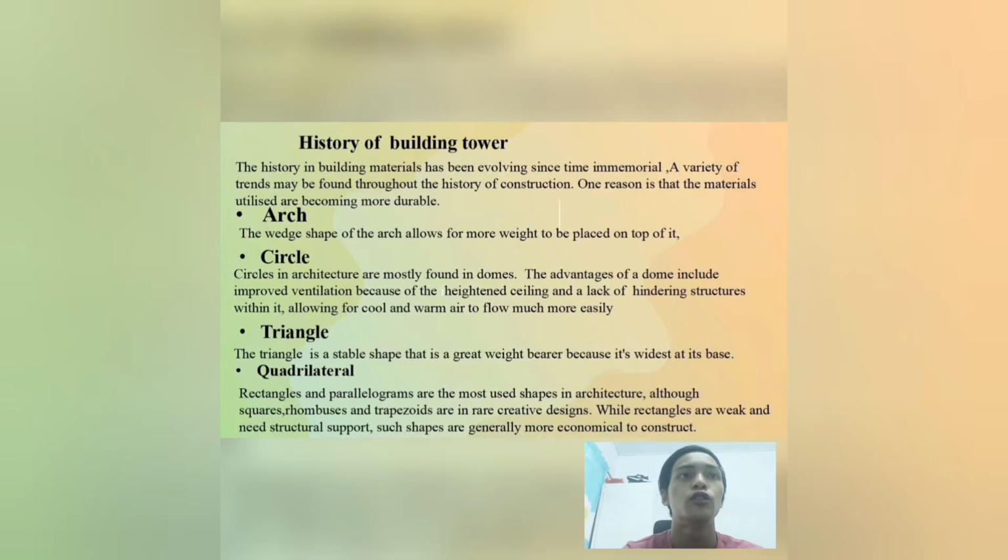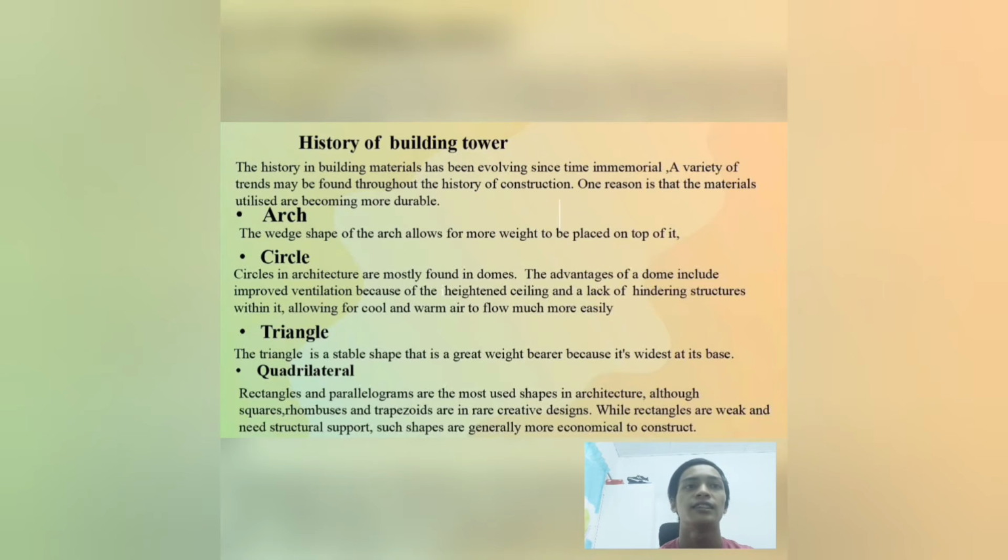In literature review, we also research about history of building tower. The history in building material has been evolved since time immemorial. A variety of trends may be found throughout the history of construction. One reason is that the material utilities are becoming more durable. First is arc. The waist shape of the arc allows for more weight to be placed on top of it.